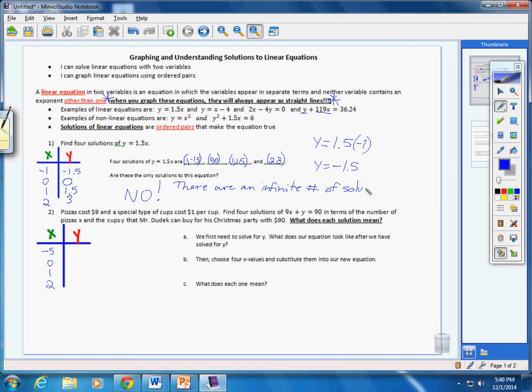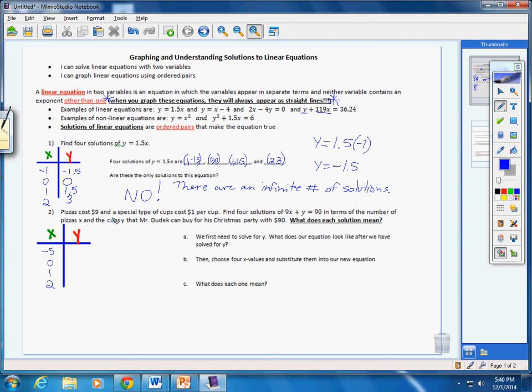And you can continue to make my table bigger over here and just add numbers in for x. 3 and 4 and 5 and 6 and 7 and 8 all the way up to a trillion. And each one you'll plug in for x and you'll get a different y value. Okay? So there are an infinite number of ordered pairs that make this true.